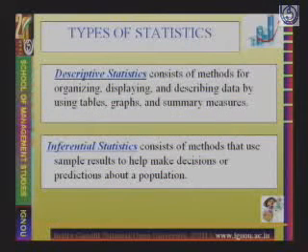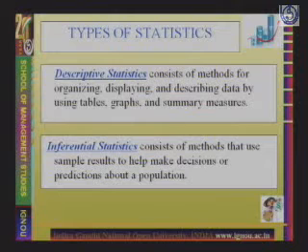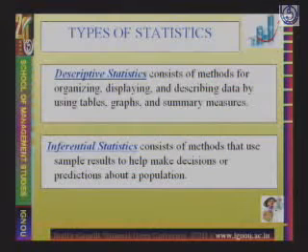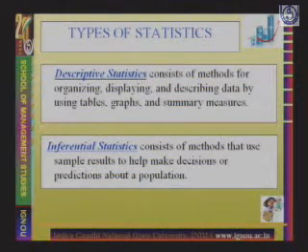Descriptive statistics consists of methods for organizing, displaying and describing data by using tables, graphs and summary measures. This is one of the aspects we have talked about. Descriptive statistics takes into consideration graphs, tables and summary measures, whereas inferential statistics consists of methods that use sample results to help make decisions. So descriptive statistics puts more emphasis on the population, whereas inferential statistics emphasizes the sample.